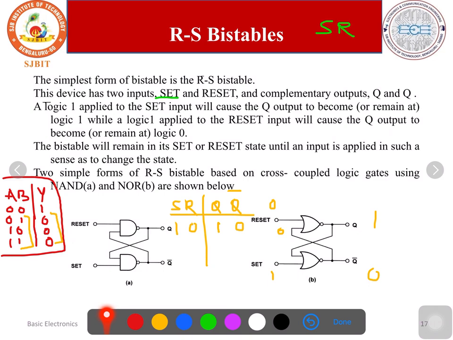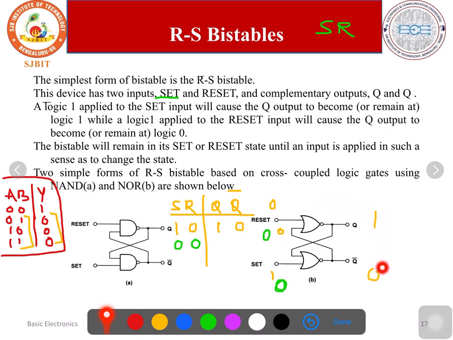Suppose here let us change a little bit. We will apply S equal to 0, R equal to 0. Concentrate on only the green color inputs. Here one of the input is 0, the other input is the feedback signal. The output of the first NOR gate comes here, that is 1. 0 or 1 is 1, 1 complement is 0. The 0 comes here, 0 or 0 is 0, 0 complement is 1.